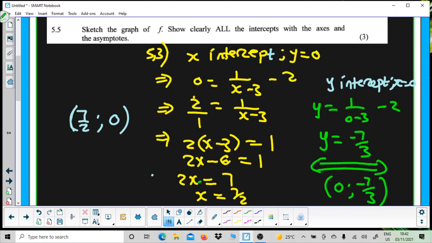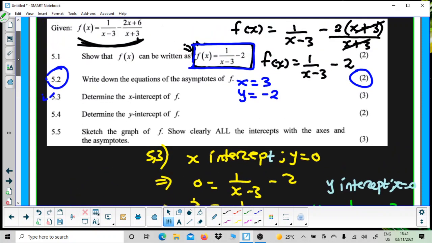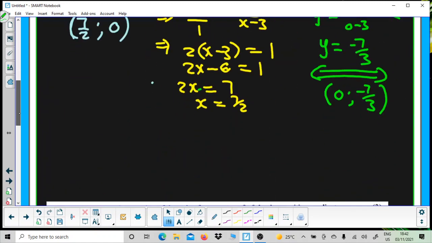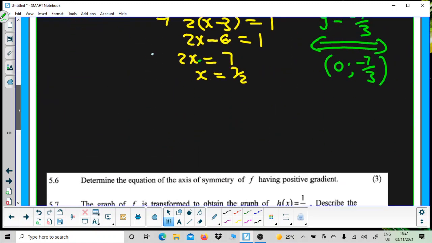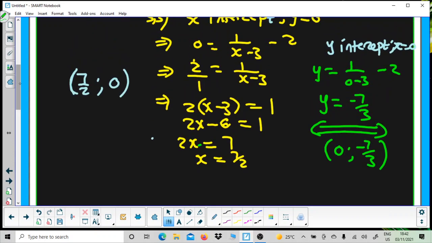All right, so looking at what we have over here, can we sketch the graph at this point, showing all intercepts with the axes and the asymptotes? That is all we wanted to do. So I'm going to sketch this. Oh, it seems like we have interesting sums coming. So let me sketch. I'm going to remove everything. I hope you don't mind.